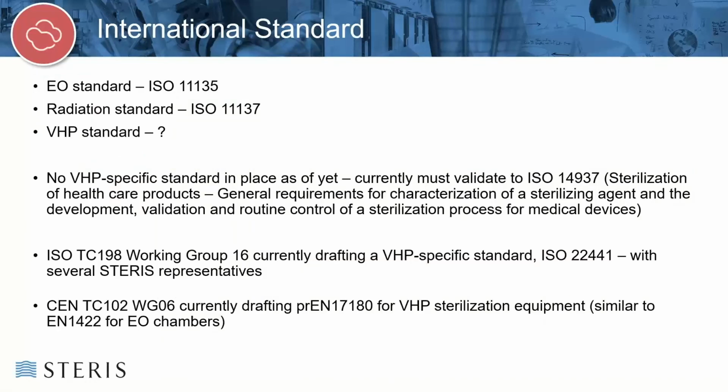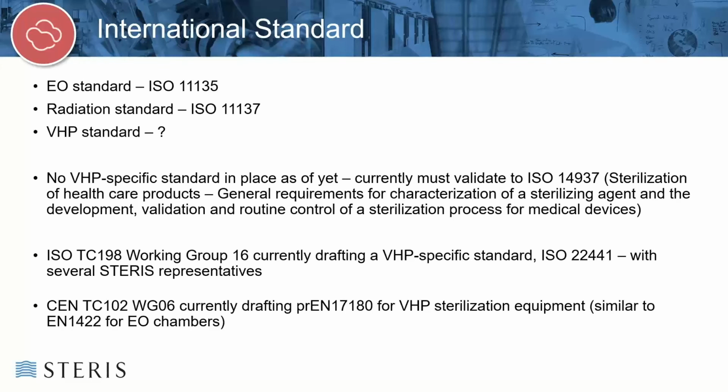What's the situation then with international standards for processing with VHP? You may be aware that ethylene oxide has its own international standard in ISO 11135, while radiation has its own standard with ISO 11137. Unfortunately, though, there is no VHP specific standard in place as of yet. So currently we're validating using the ISO 14937 standard, which is around the sterilization of healthcare products with pretty much any sterilization technology that doesn't have its own international standard. And while this does give us a good bit of guidance around processing, it doesn't have any technology specific information in it.